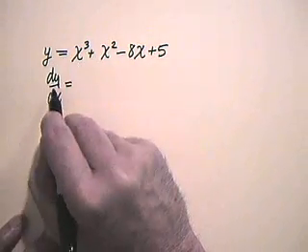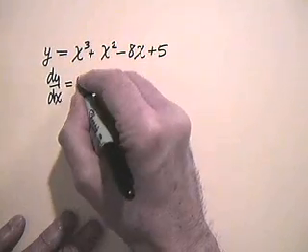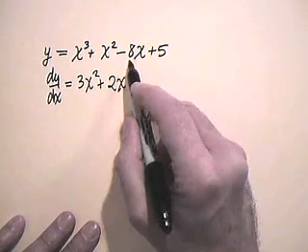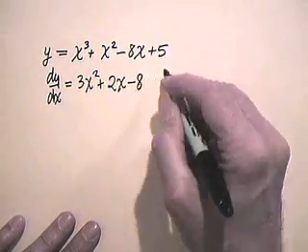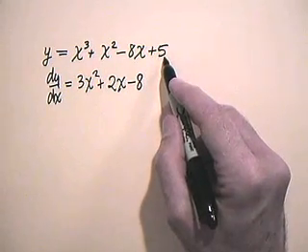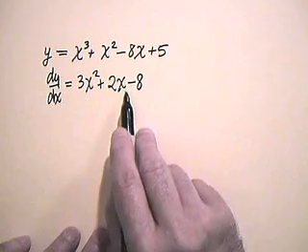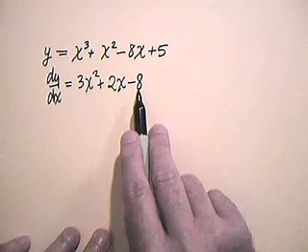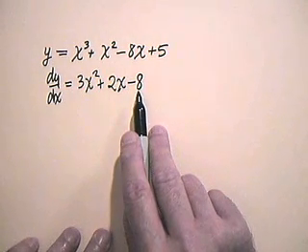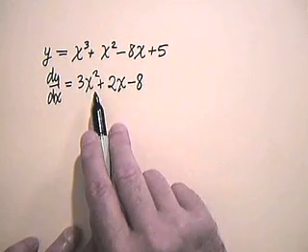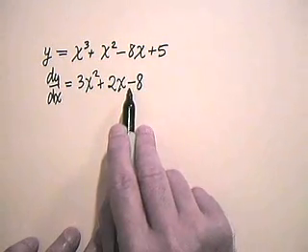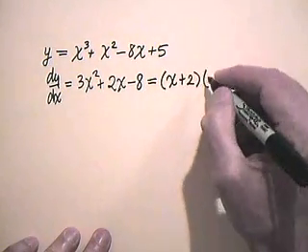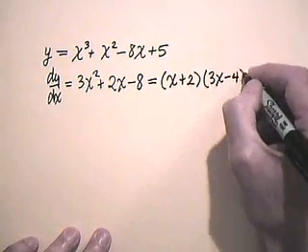is 0. So dy dx equals the derivative of x cubed, 3x squared, plus the derivative of x squared, 2x, minus the derivative of 8x, which is simply 8, plus the derivative of the constant, which is 0, and there's our derivative. And now to see where it's 0, we could factor. If you see how to factor this, do it. If you do not see how to factor, then simply go right to the quadratic formula. In any case, this one can be factored: x plus 2 times the quantity 3x minus 4.